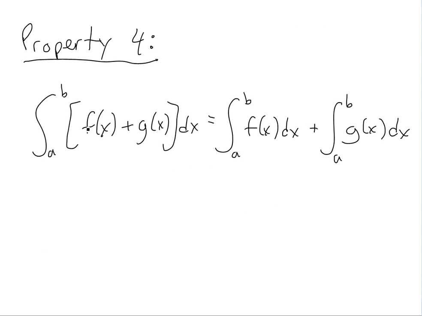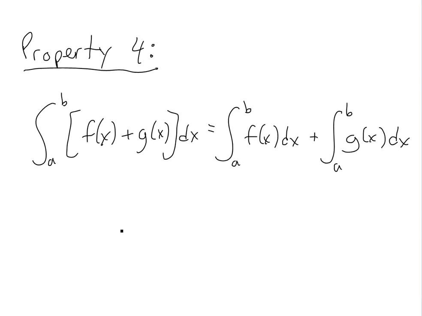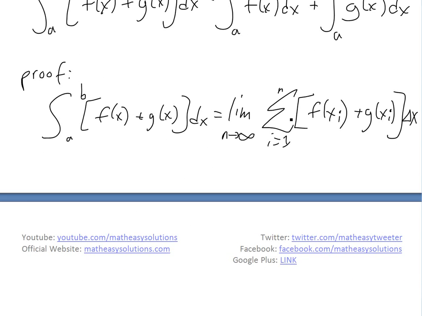So now property 4, let's get to this one. This one just states that if you have the integral of two functions added together, f of x plus g of x dx, it just equals two separate integrals. This is the integral from a to b of f of x, plus the integral of g of x. The proof for this one, you could do it visually, and basically break it down into the definition. We write it down in the definition as a limit of sums, so it will look something like this.